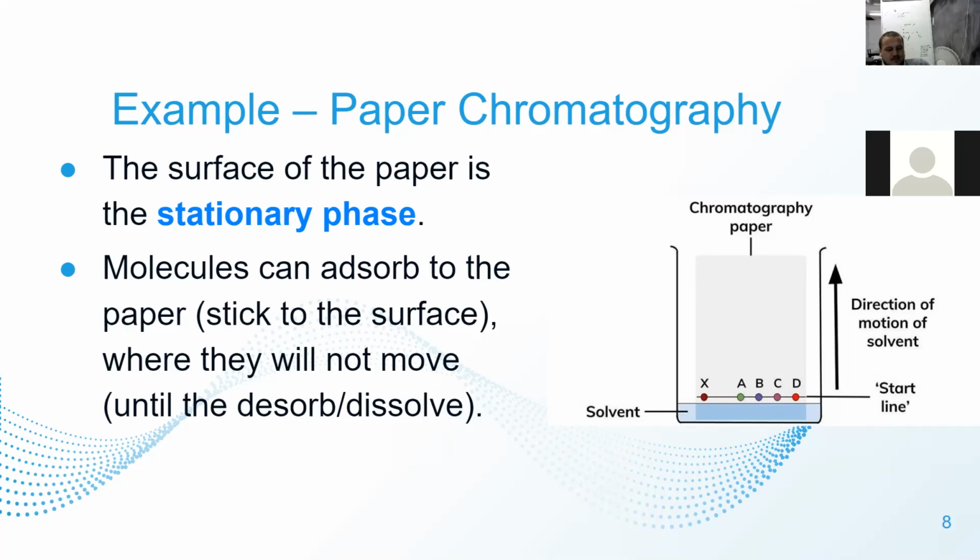So I want everyone to draw that and label it. The solvent is the mobile phase, paper is the stationary phase, and the solvent will move up and carry the molecules at the starting line up the paper, and the distance the sample travels depends on its polarity. So here we're on 30 seconds to draw that.